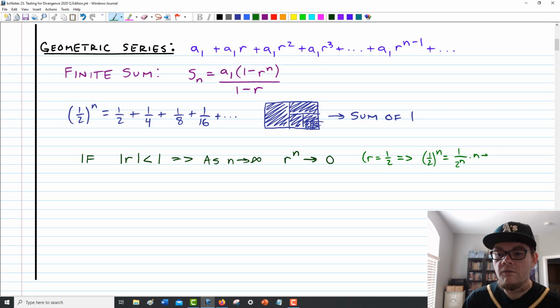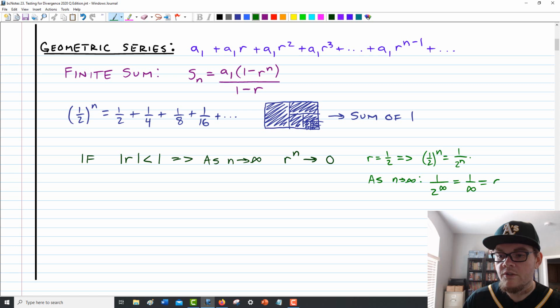If n goes to infinity, then what's important to note is that you're going to have 1 over 2 to the infinity, which is 1 over infinity, which is 0.